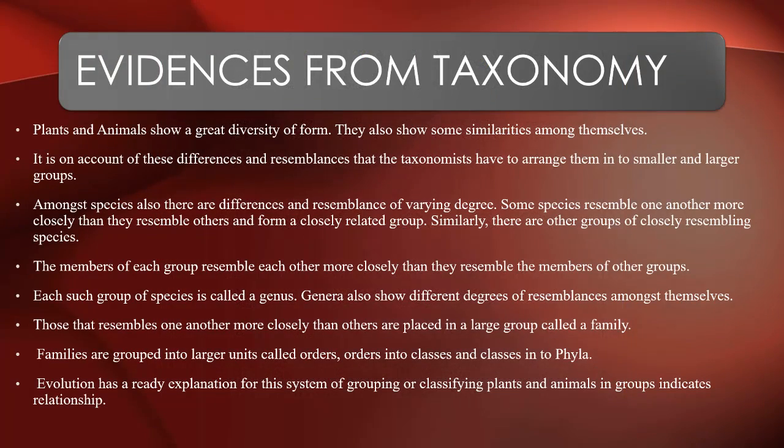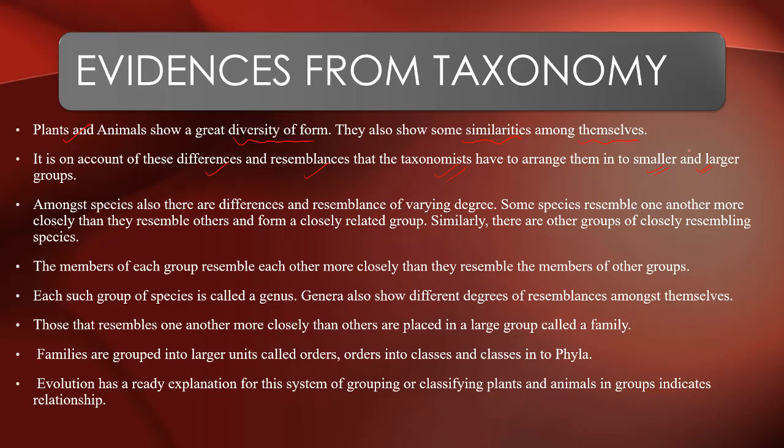Now we are going to discuss evidences from taxonomy. Taxonomy is basically the study of identification, nomenclature, and categorization of different organisms belonging to different species. Plants and animals show great diversity. When biodiversity is high, they also show some similarities among themselves. It is on account of these differences and resemblances that taxonomists have to arrange them into smaller and larger groups. That is the work of a taxonomist.